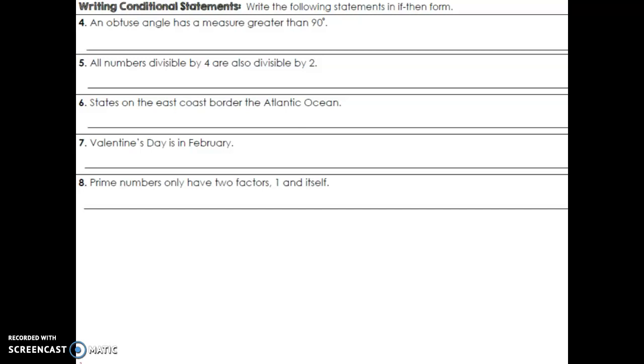So I'm going to say, if an angle is obtuse, then it has a measure greater than 90. See what I did there? It says an obtuse angle has a measure greater than 90. If an angle is obtuse, then it has a measure greater than 90 degrees.